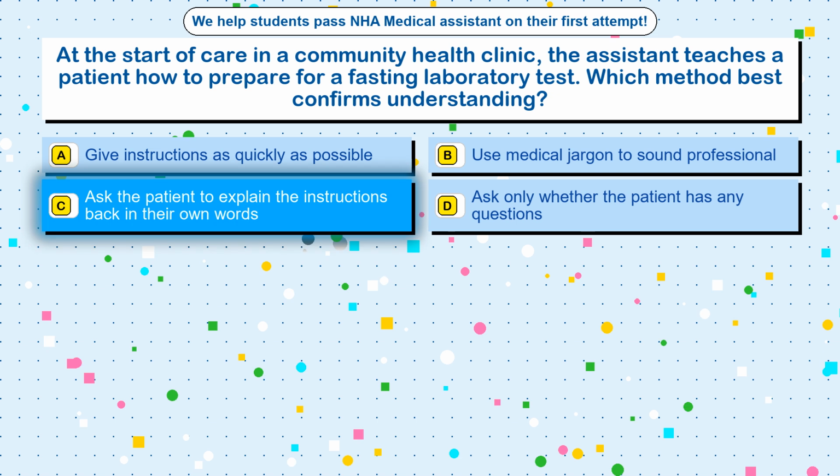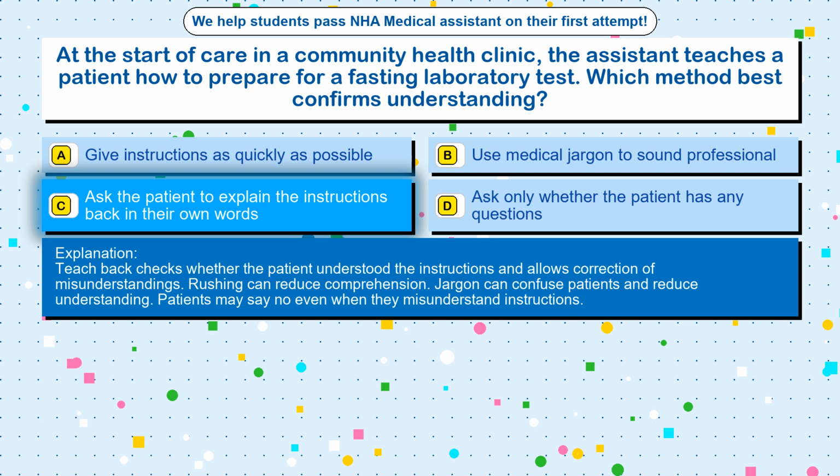The correct answer is option C. Ask the patient to explain the instructions back in their own words. Teach back checks whether the patient understood the instructions and allows correction of misunderstandings. Rushing can reduce comprehension. Jargon can confuse patients and reduce understanding. Patients may say no even when they misunderstand instructions.